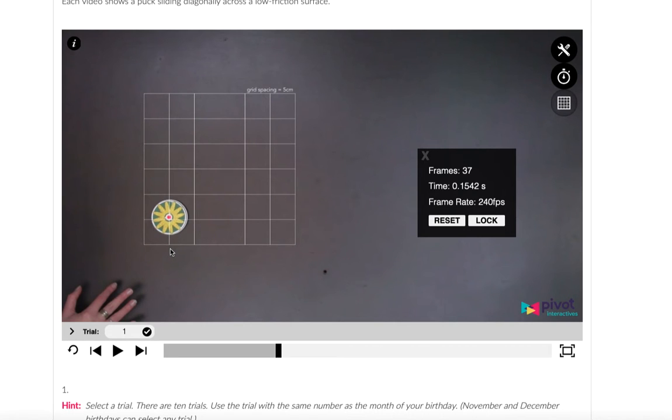That's going to give me my X velocity, my distance divided by time. Again, it's this constant velocity. So that's the X component of the velocity vector.